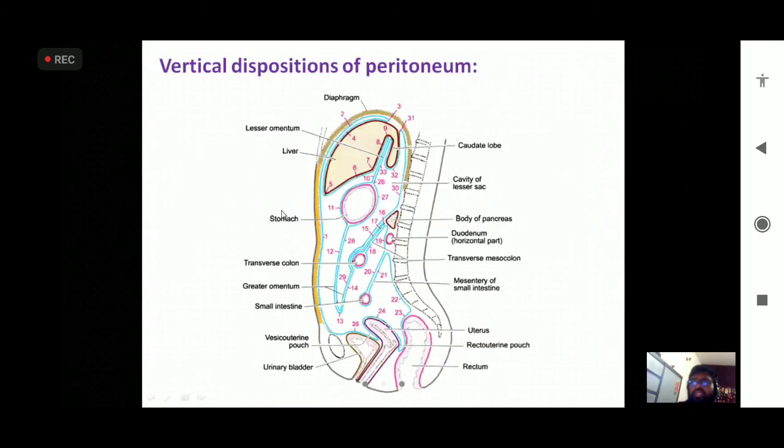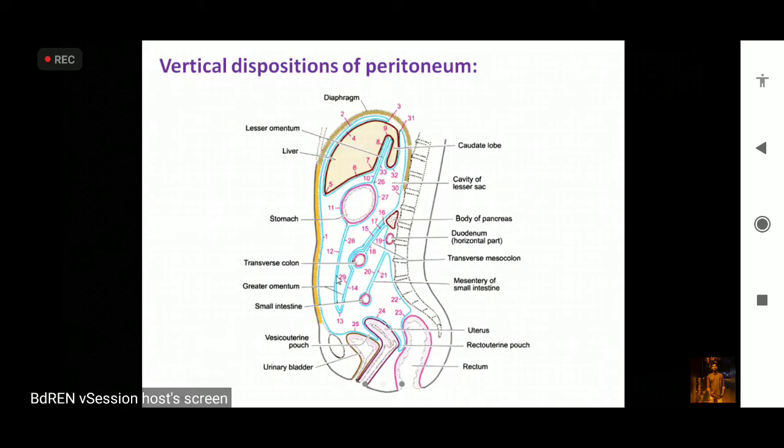Okay, now come, if you understand this, all your questions will be solved. The vertical disposition of the peritoneum and the horizontal disposition of the peritoneum. If you understand this, you will see everything is finished. This one picture seems very complicated, is it seeming to be very much complicated? Yes, sir. No, it's not, it's very easy.